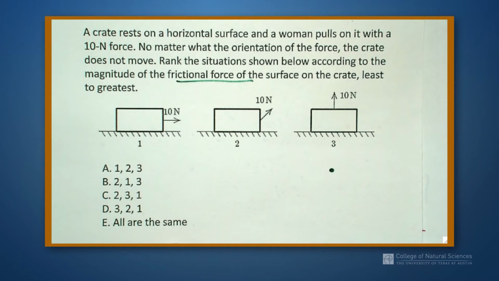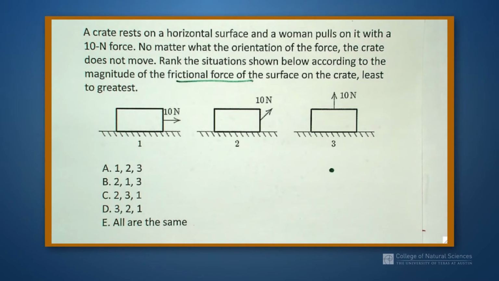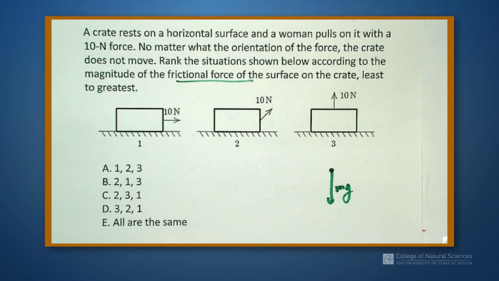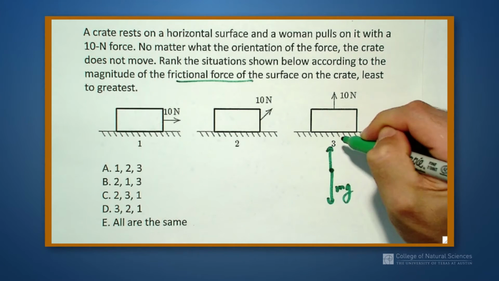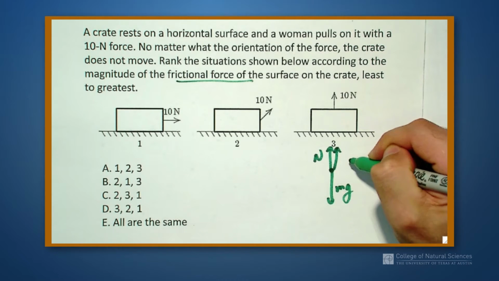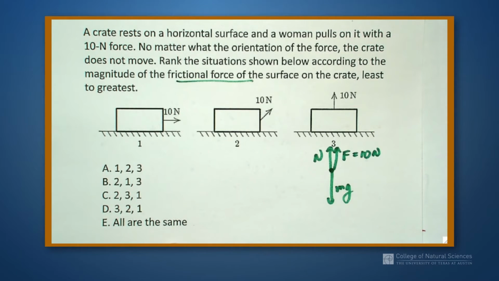So when I look at this choice 3, I'm going to look at the number of forces that are on it. Well, I'm going to have some weight force pointing down on it, I'm going to have a normal force from the floor pointing up on it, and I'm going to have an applied force of 10 newtons pulling up on it.